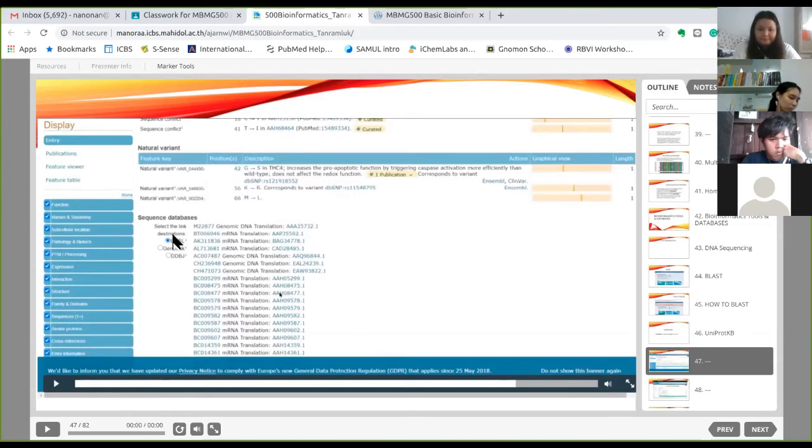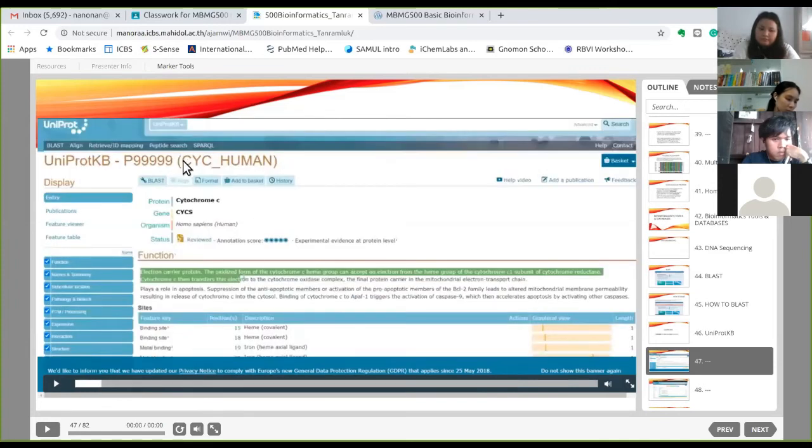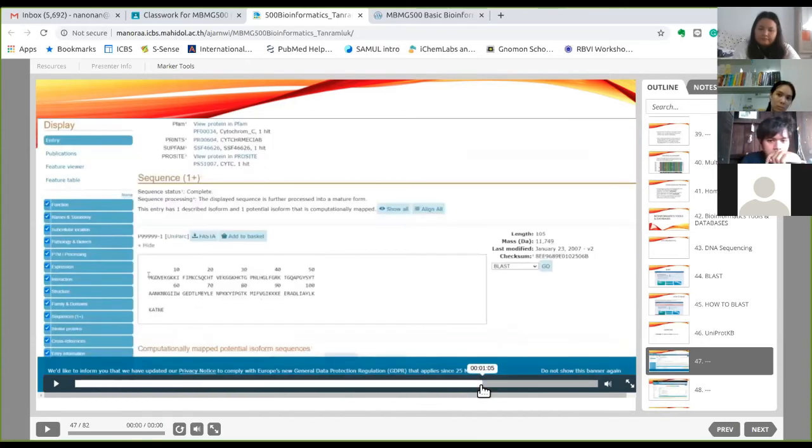When you go to the website, if you see the colors, it means this one already matched, that it's associated with your queried sequence. So in this case, we queried for cytochrome C human or P99999. And then any other IDs here will correlate, like relating to, like this one superfamily that relates to your sequence.